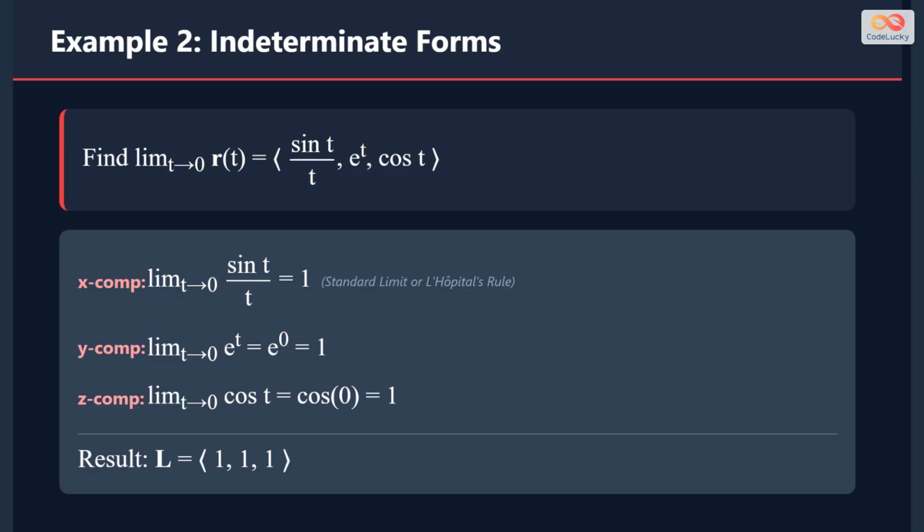Sometimes you might encounter indeterminate forms, just like in Calc 1. Here, as t approaches 0, sine of t over t is indeterminate, but we know from standard limits or L'Hopital's rule that this approaches 1. The y component, e to the t, approaches 1, and cosine of t also approaches 1, so the resulting limit vector is 1, 1, 1.